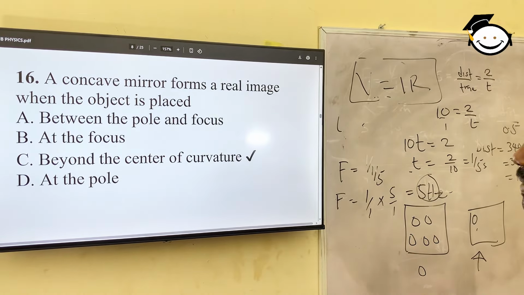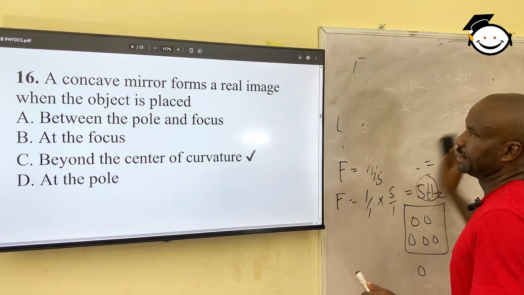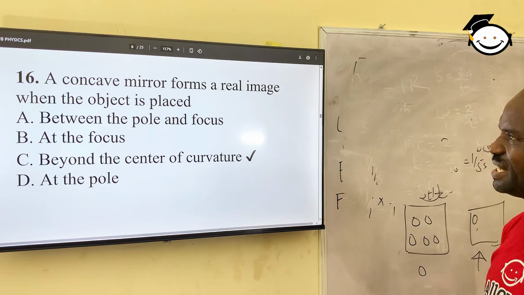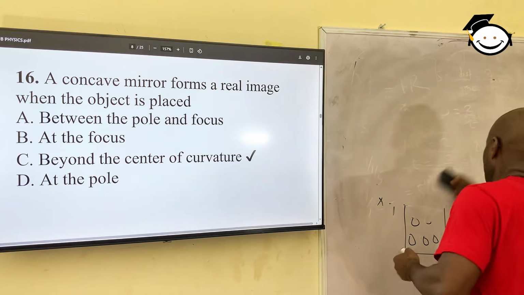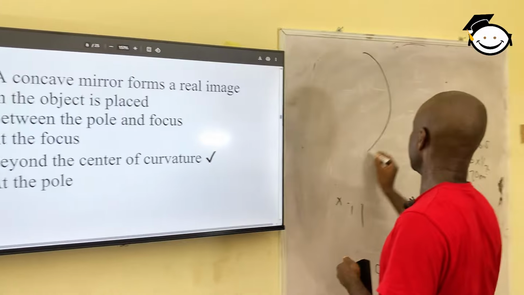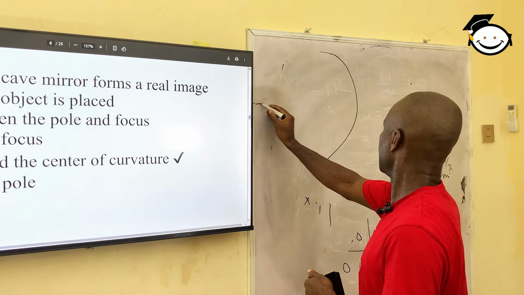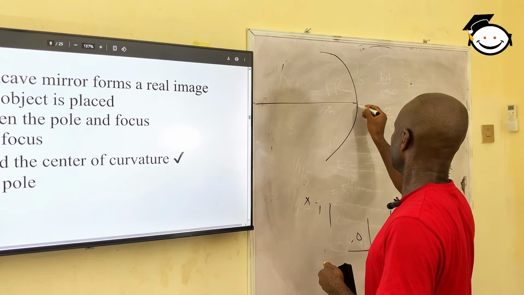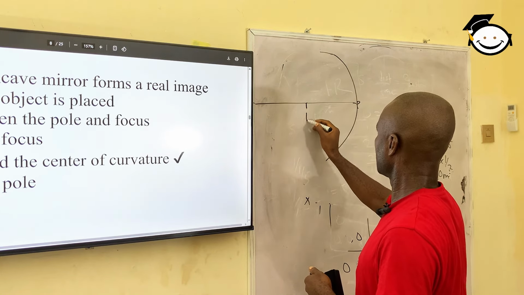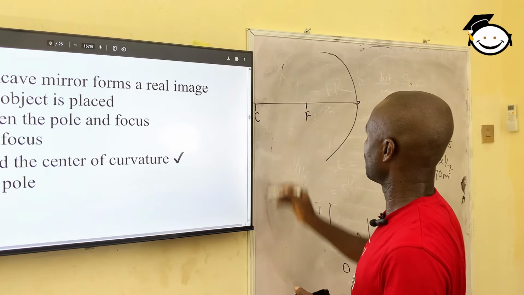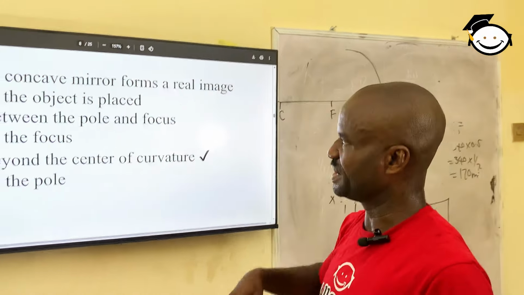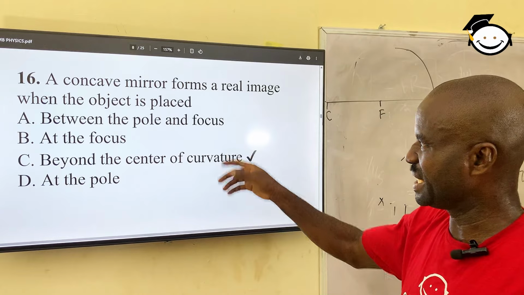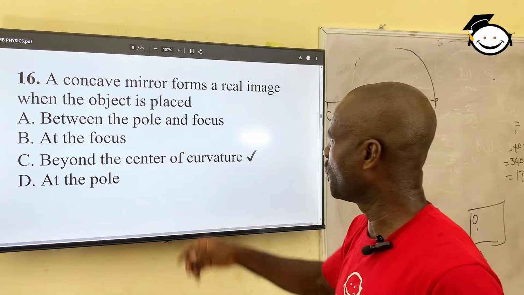Question 16. A concave mirror. You know what a concave mirror looks like? A concave mirror forms a real image when the object is placed. Let's see what a concave mirror is. A concave mirror is always like this, where the inside is always, okay, we have the pole. Between the pole and the focus is what we call the focal length. Then this is the center of curvature.